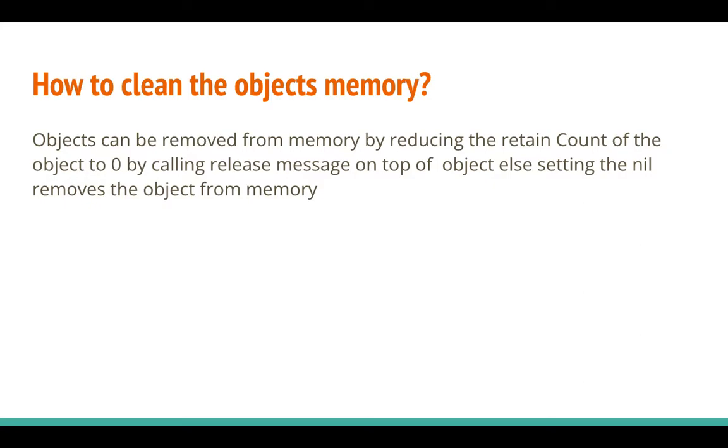Next question: how do we clean an object from memory? By removing the object from memory management, its count becomes 0. We can remove the object from memory by reducing its retain count to 0, by calling the release message on the object, or else by setting the object to nil.